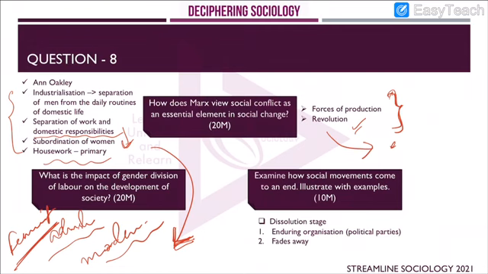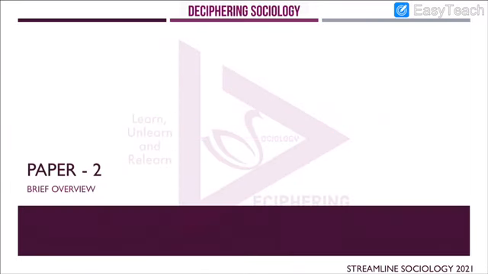The question on social movements, how do they come to an end? We are talking about the dissolution stage. There are two types or two ways in which a social movement ends. Either it becomes an enduring organization like some political party, or it may fade away.